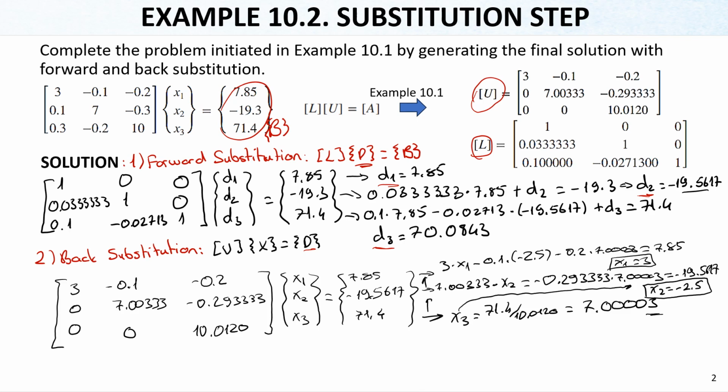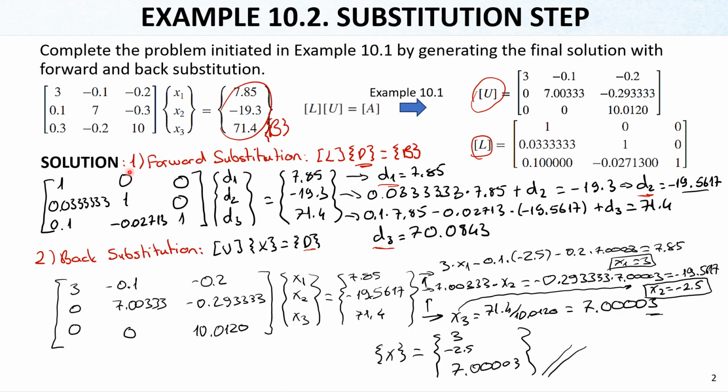Then finally we can write x values in a vector form. 3, minus 2.5 and 7 actually. There is a round of error. We can write that too. Finally, we already found the x values, as you can see.